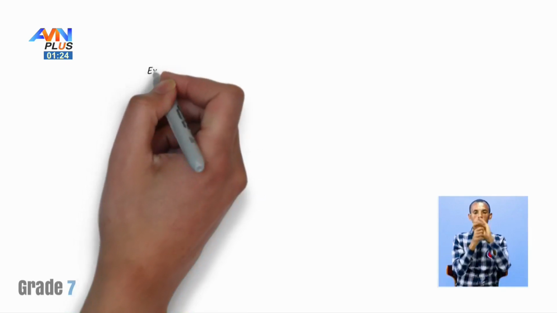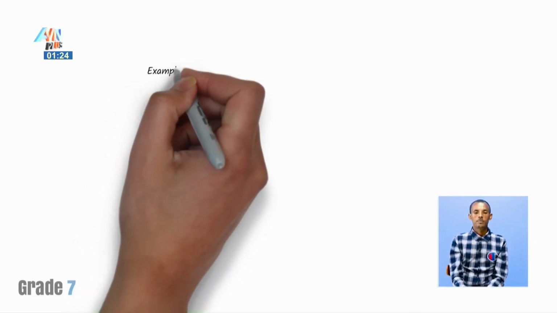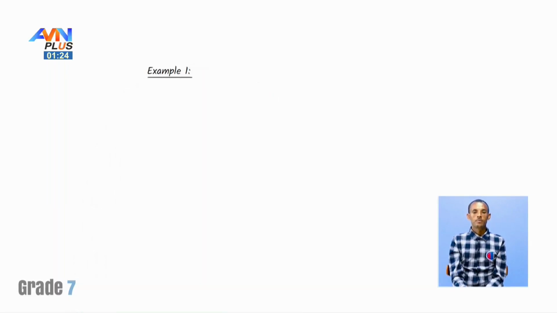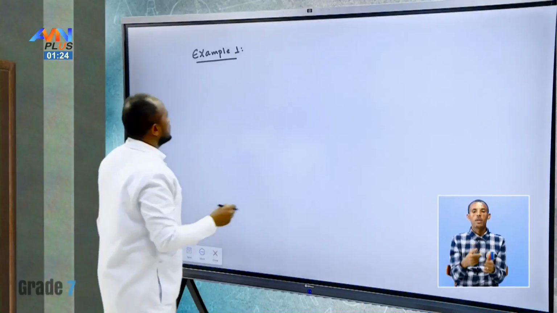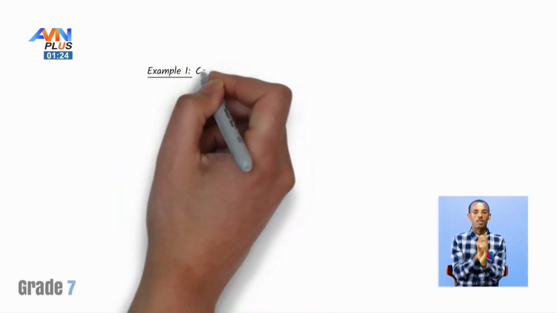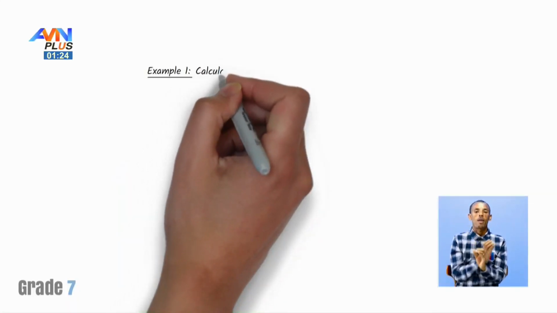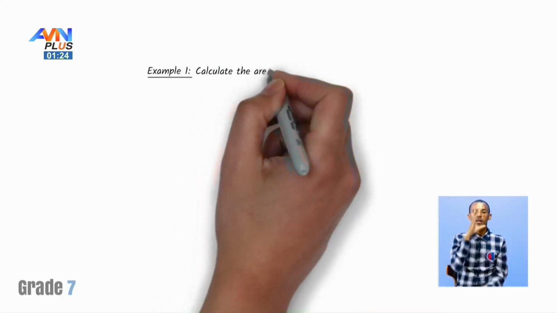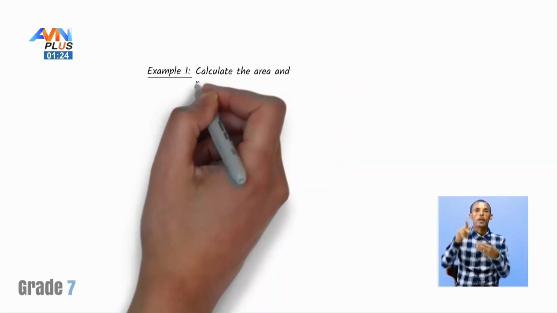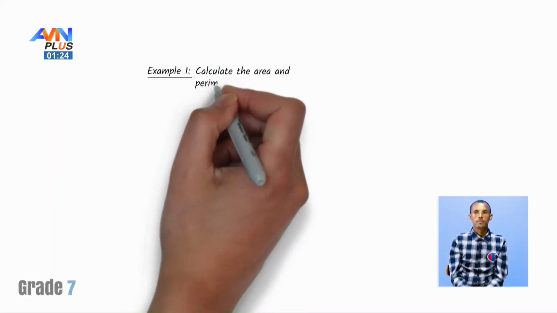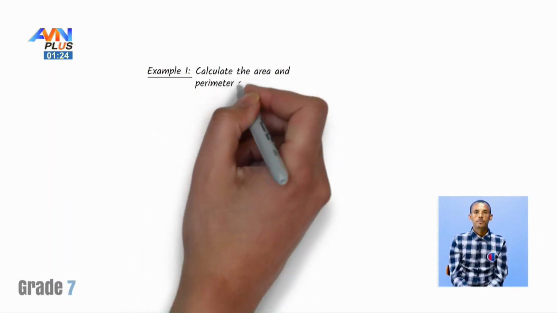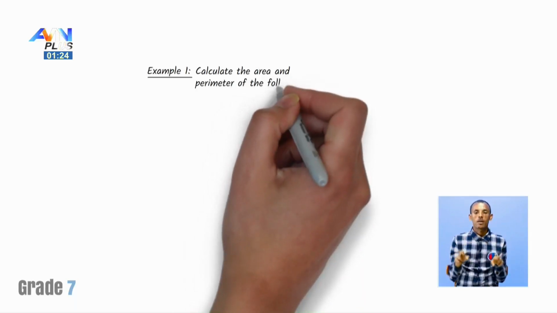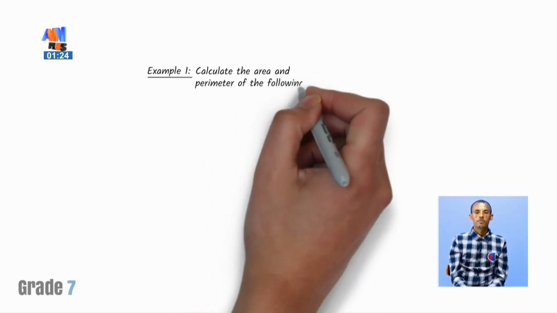Example 1. Okay, here calculate the area and perimeter of the following rectangle.